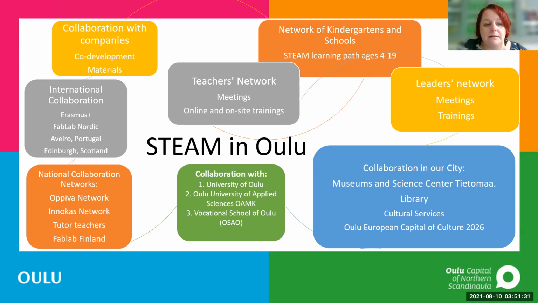We have many national networks, which Oppiva network is a community of about 30 municipalities in Finland, most of the big cities, and then some smaller municipalities. And we know that there is STEAM education in other cities, so we are happy to have collaboration with them. Innokas network, maybe some of you have heard of it, but it's a network of teachers and researchers that been studying programming and coding for many years and developing that, and they are keeping competitions for students in programming and coding.